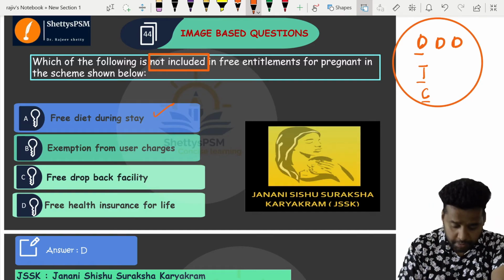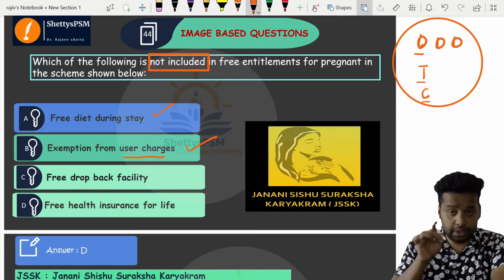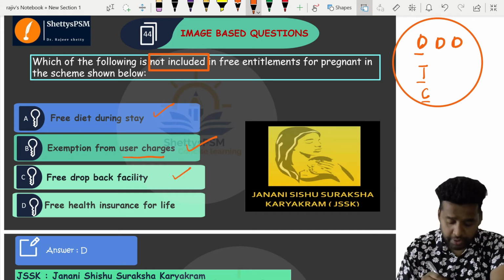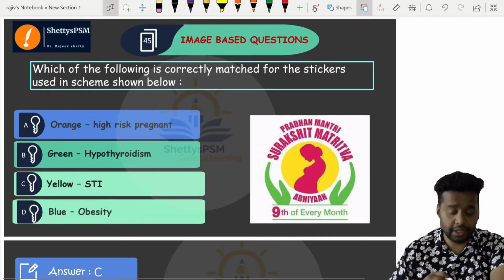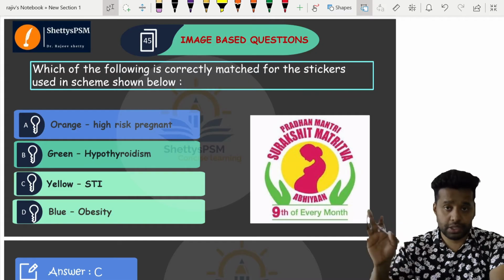Diet, yes. Exemption from user charges, yes. This is also a component. Free drop back facility, yes. Health insurance for life, no, it is not. Not life, SBI life insurance is not there. It is Janani Shishu Suraksha Karyakram.